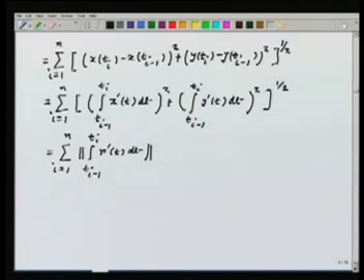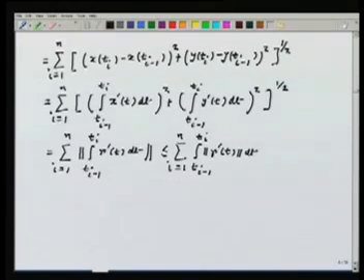Now I can use the previous inequality, which would suggest that this is less or equals to, by the inequality star, this is what I get. This is by star.